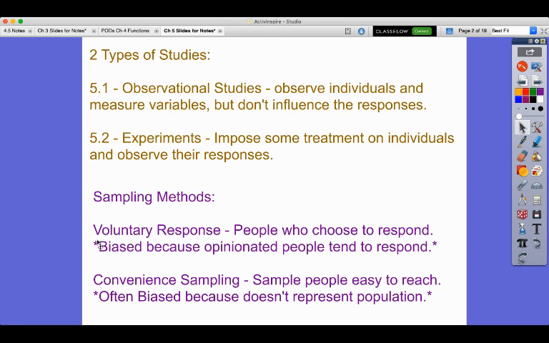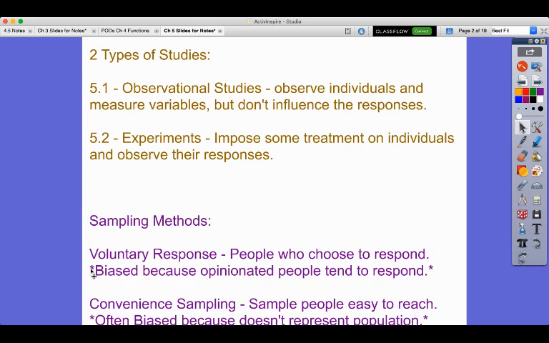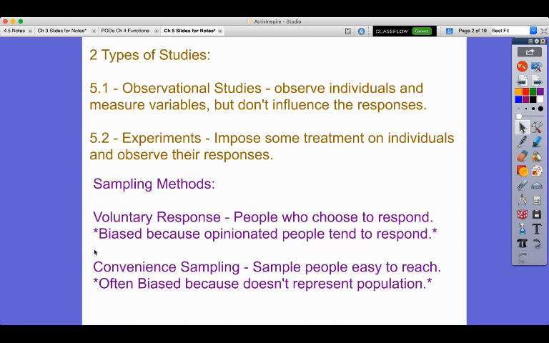Our goal when we're designing any of these is to avoid bias. And so we'll talk a lot about that in the upcoming sections.